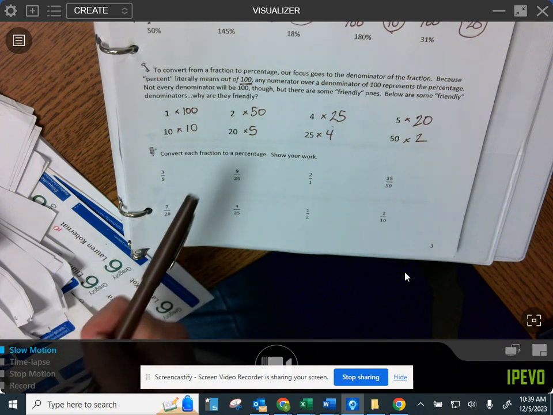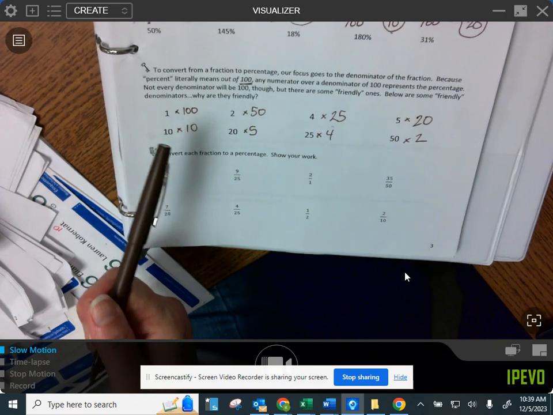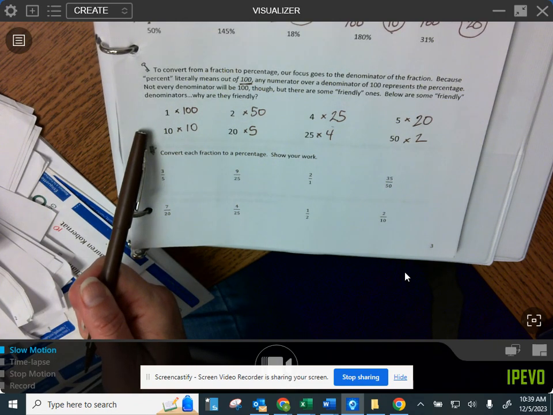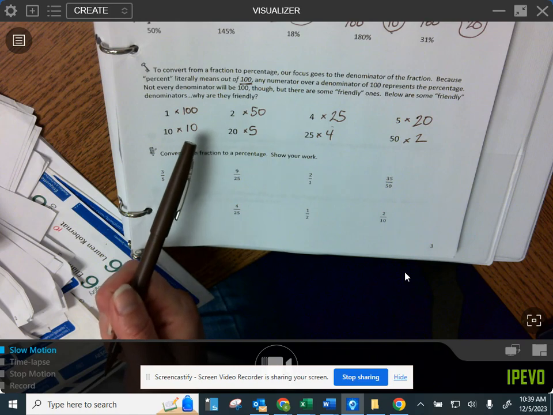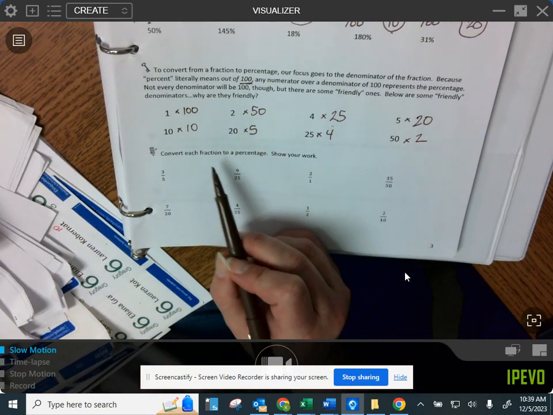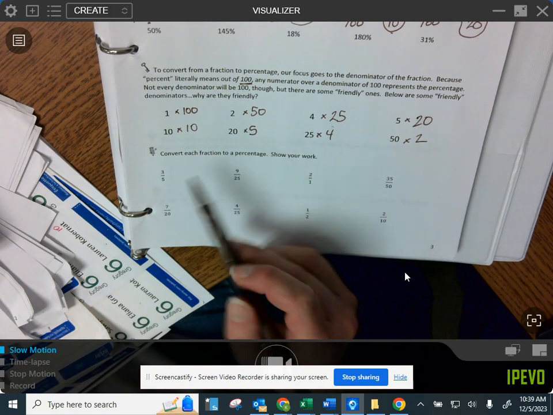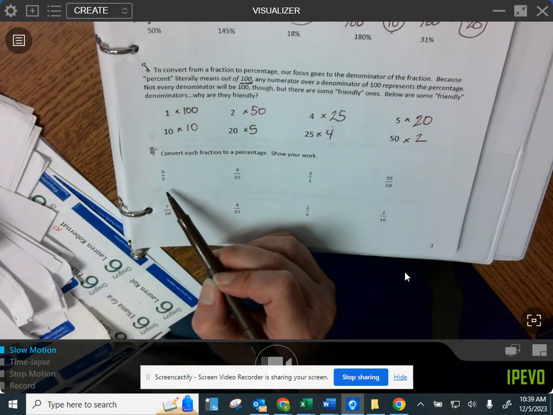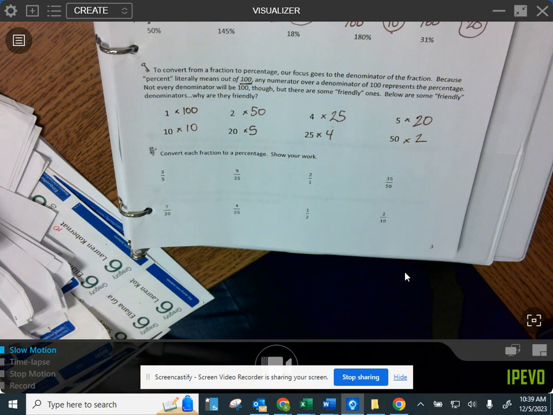And guess what? On our help sheet, when it's time to take the test, you can put friendly denominators. Okay, so you can put those on your help sheet. We're going to use these to convert our fraction to percentage because we've simplified these fractions down. Now we want to bring it back up to 100 so we can take that numerator for our percentage.